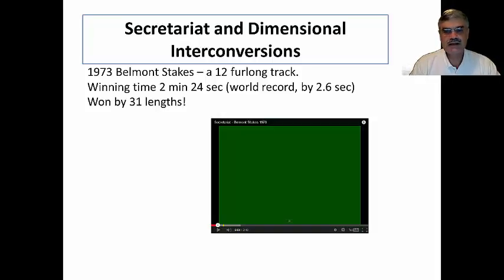In today's lesson we're going to talk about dimensional interconversions. Essentially that means converting from one type of unit to another type of unit. Converting centimeters to inches, converting pounds to kilograms, meters to miles, even cups to pints.